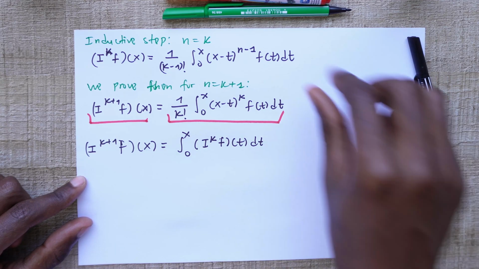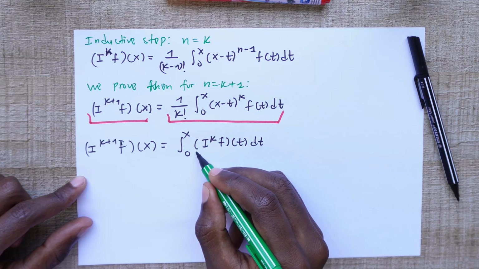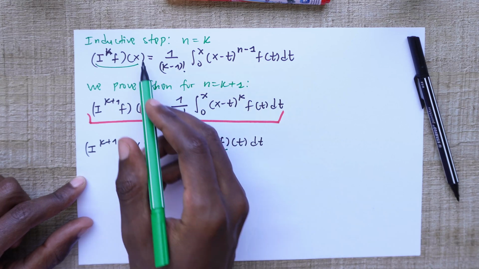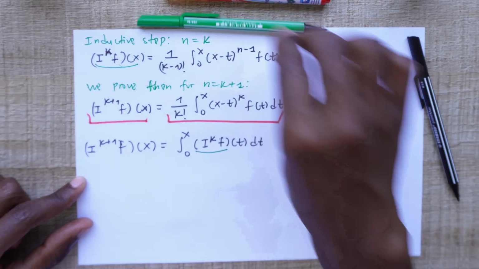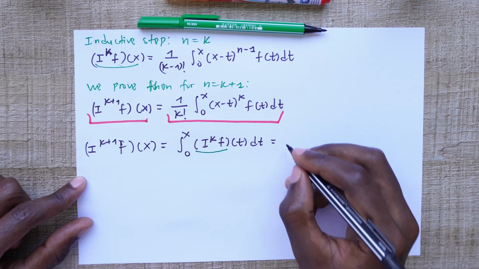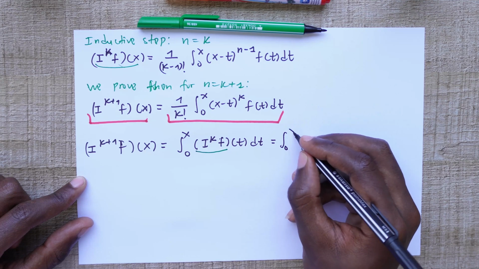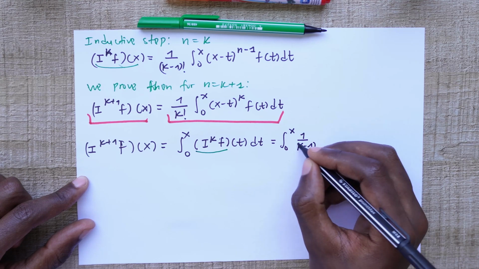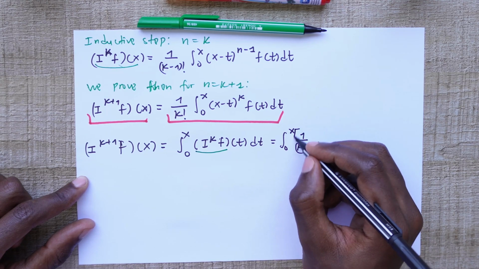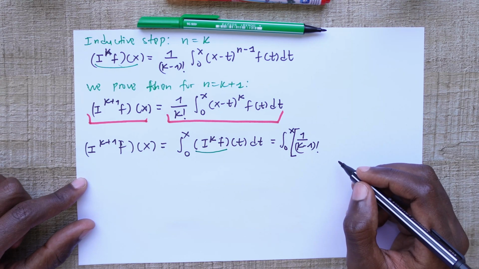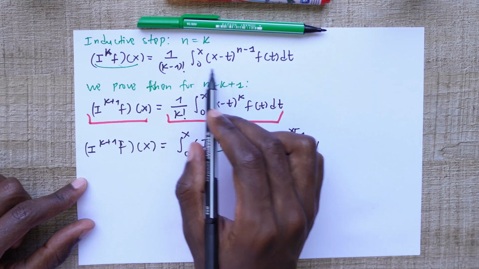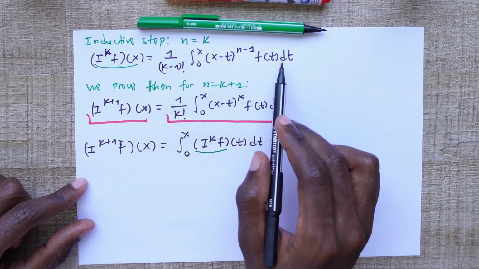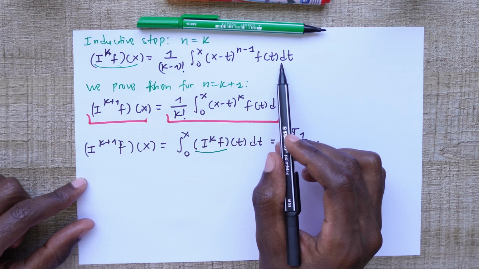So we can then replace the expression of I^k of f from our inductive step. We can take this and plug it here. And that's going to give us the integral from 0 to x of 1 over k minus 1 factorial. Okay, maybe let me just put a parenthesis here. And then we need to plug in all of this. Just that we need to be careful because this expression was expressed in terms of the variable t.